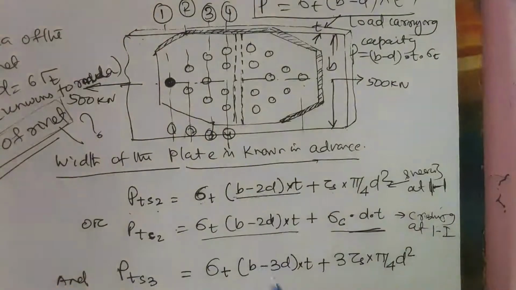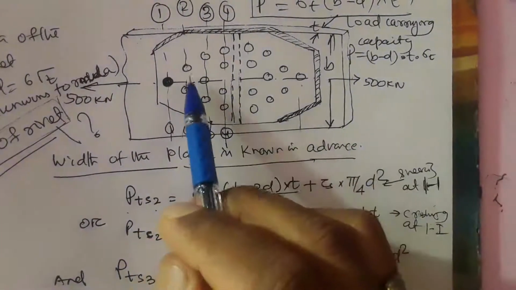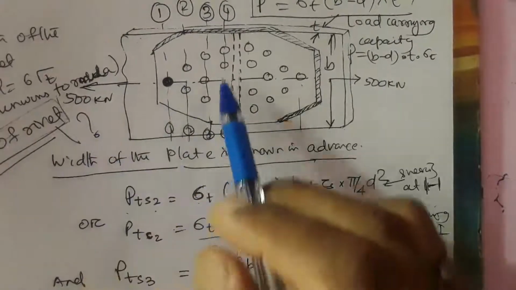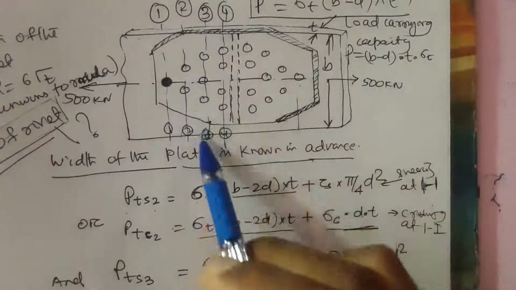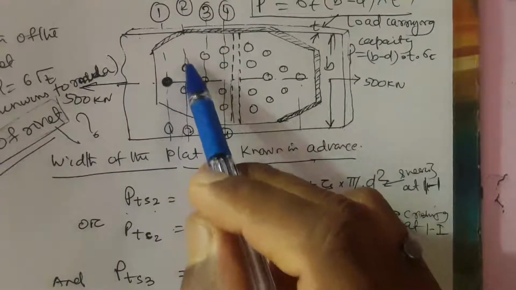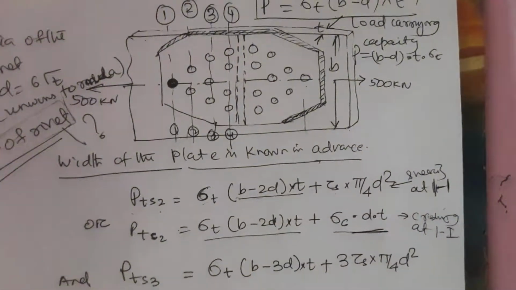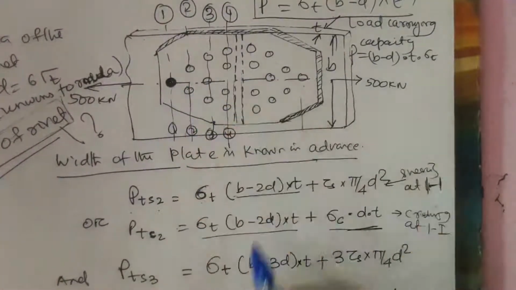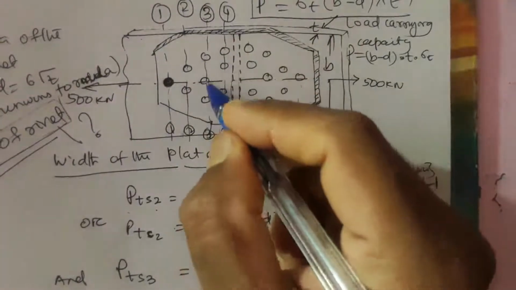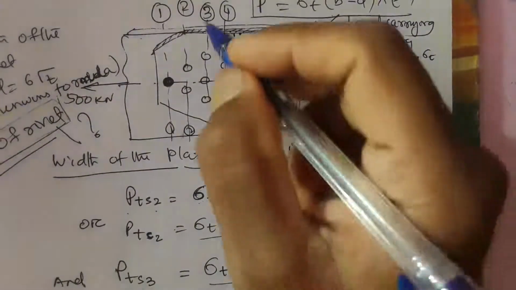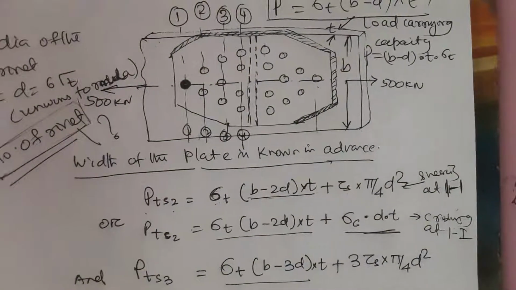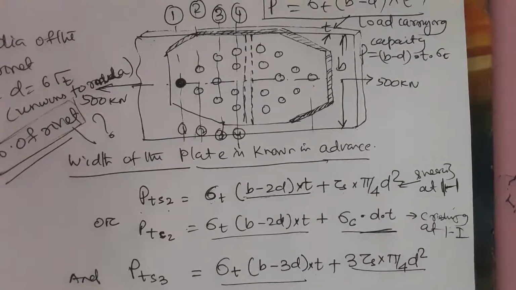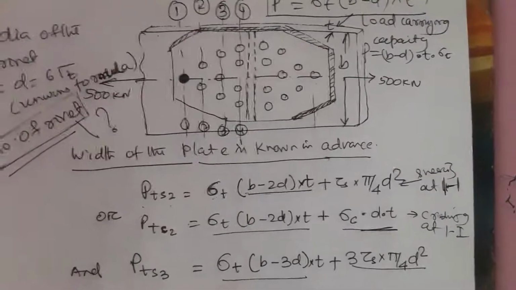Similarly, tearing at 3 is always associated with the shearing of all the rivets in front of this, that is, tearing along with the shearing of all the rivets at section 2 and section 1. So this we can find. There are 3 rivets, so this is (B minus 3D) into T, the area, into sigma T, the strength of the plate, plus the shearing strength of the rivets. So this is how we should calculate.